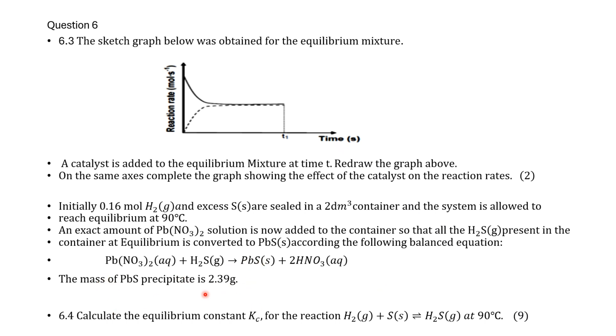So PbS there is 2,39. Calculate the equilibrium constant Kc for the reaction H2 plus S gives H2S. So you see, in that equation I have H2S. Using the mass of PbS, I'm going to have to work out how many moles of this I have, so I can relate it back to H2S. That H2S is then brought over here, and we work from the one equation to the next equation. As you can see, it's a nice 9 marks. Right, so let's go look at the solutions.